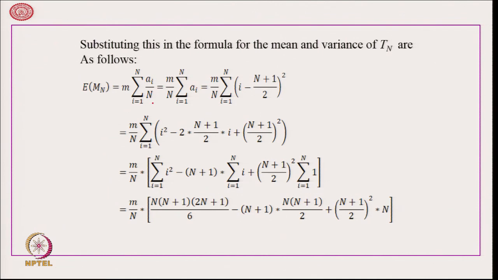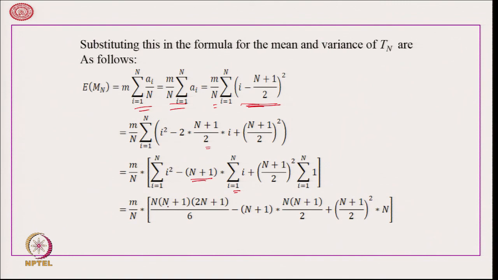Expected value of M_n is equal to m summation a_i over n, this we all know, which is m by n sigma a_i, which is m by n sigma i from 1 to n of (i minus (n plus 1) by 2) whole square. This equals m by n multiplied by summation of i square minus 2 times (n plus 1) by 2 times i plus ((n plus 1) by 2) whole square, by opening up this square. That is m by n times sigma i square minus (n plus 1) times sigma i plus ((n plus 1) by 2) whole square times sigma 1, because there is no variable involved.